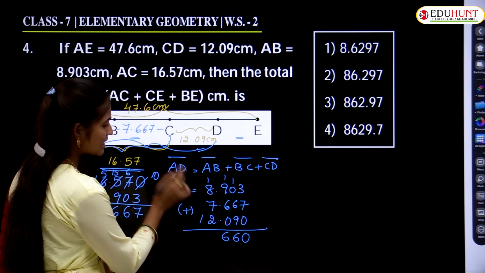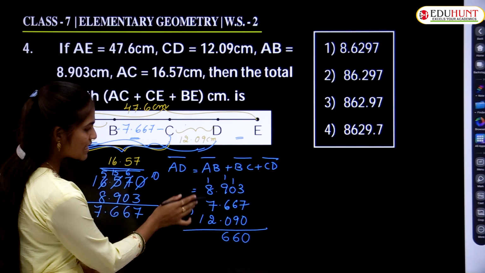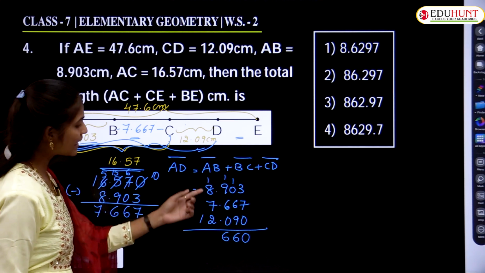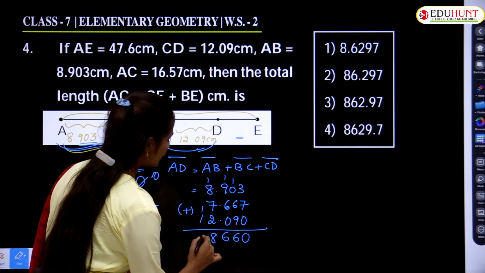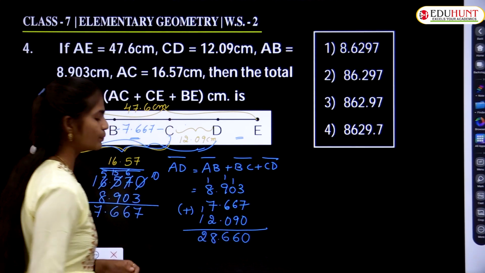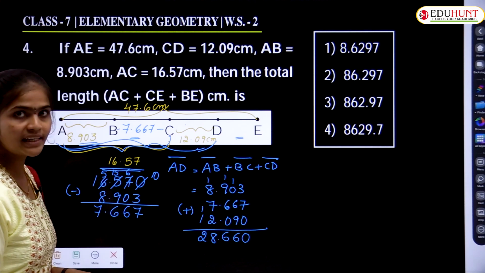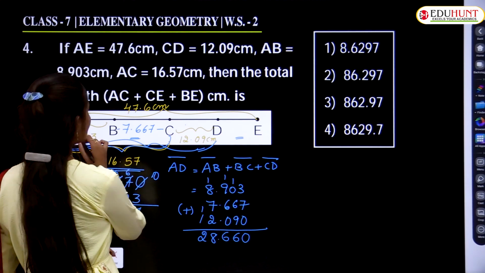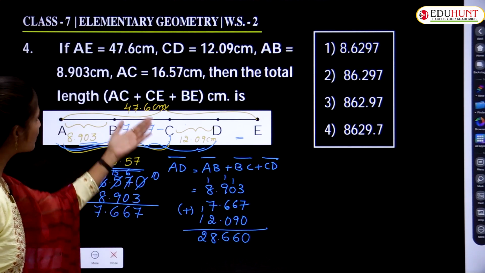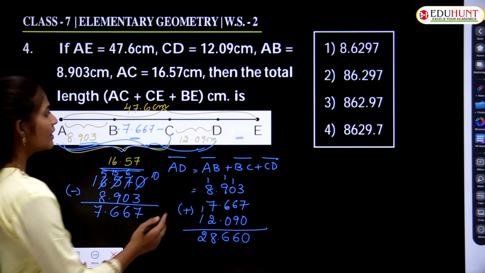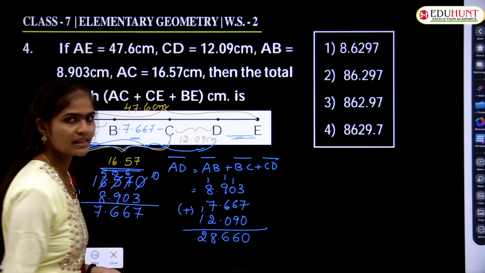Next, 8 plus 8 is equal to, which means 8 plus 7, 7 plus 1. That is 8 plus 8 is equal to 16. 16 plus 2 is equal to 18. So 1 plus 1 is equal to 2. So totally 28.660. So this total measurement, now we know that. If you subtract this measurement from 47.6, then you will get the DE measurement.